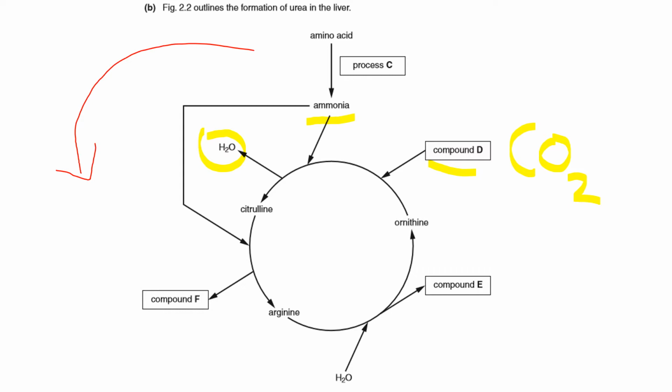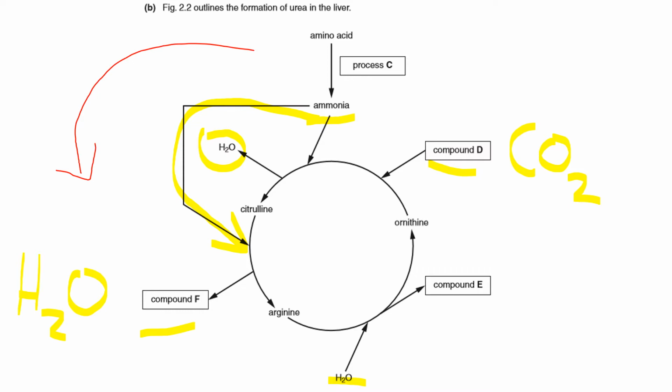So from citrulline to arginine, you can see again we already have an ammonia coming in here. So compound F obviously can't be ammonia, it's coming out anyway. We've got ammonia going in, our second ammonia. From citrulline to arginine, again, it is a condensation reaction, so compound F must be water because it's a condensation reaction.